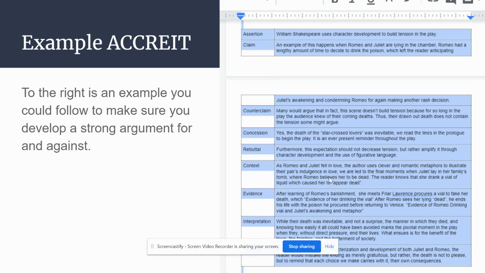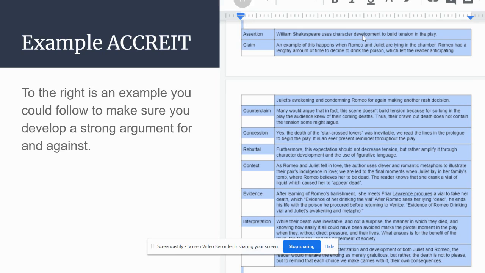This is one way that we can make sure that we have a clear claim, right? A clear for position with a concession and rebuttal with a clear understanding of the against position. Okay, so to the right is an example you could follow to make sure that you develop a strong argument for and against, right? So you would start your paragraph with some sort of assertion, right?